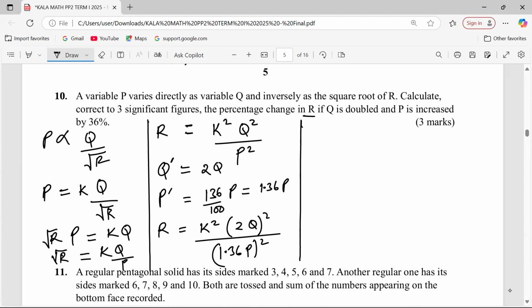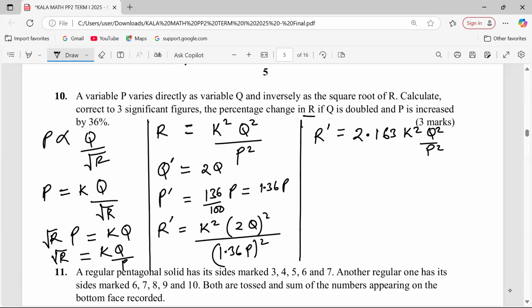So with this now we can get the percentage change. Okay, let's get these values first. We have 2 squared, which is 4. We divide it by 1.36 squared. That will be 2.163. This is the new R. So new R equals 2.163 K squared Q squared over P squared.